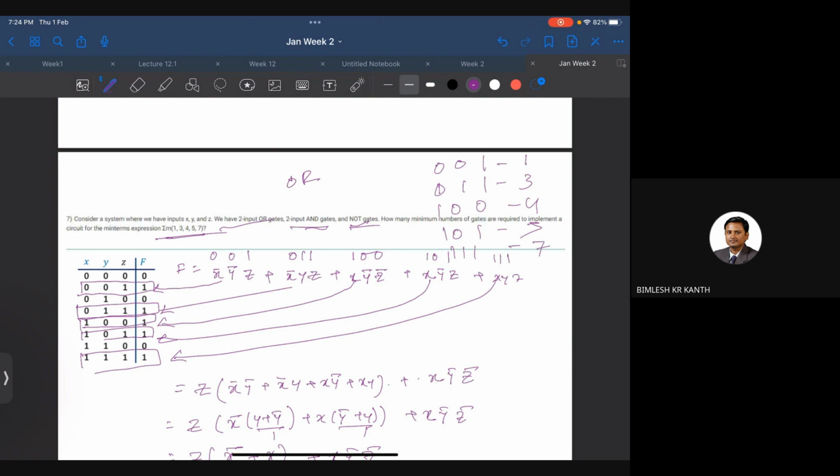So 1 means 0, 0, 1, which means x bar, y bar, z. 3 means 0, 1, 1, we can write x bar, y, z. 4 means 1, 0, 0, so x, y bar, z bar. 5 means 1, 0, 1, x, y bar, z. And 7 means 1, 1, 1, x, y, z.